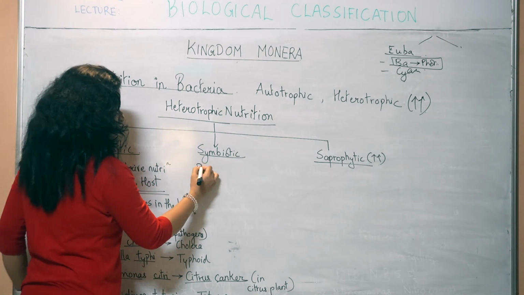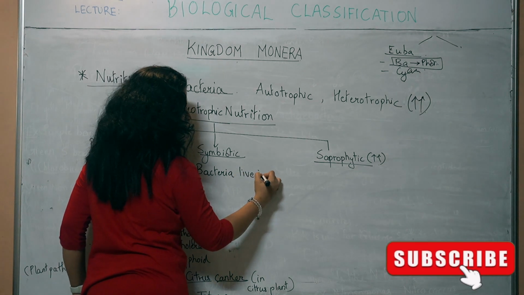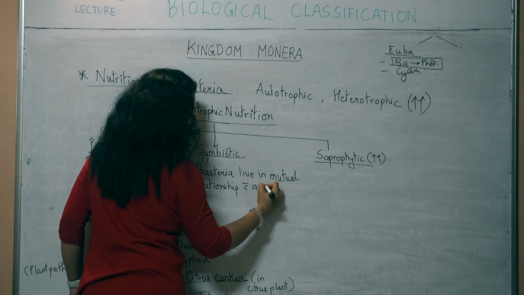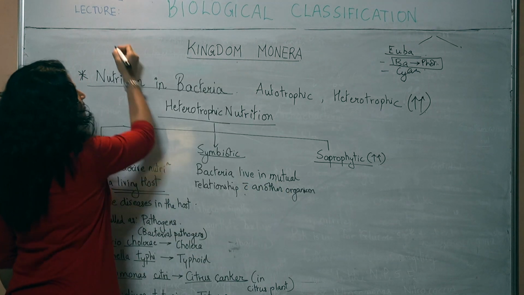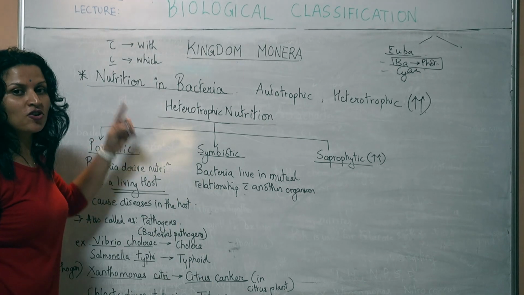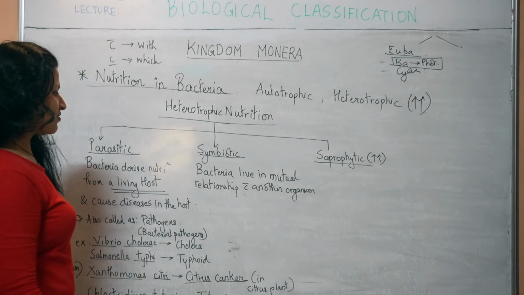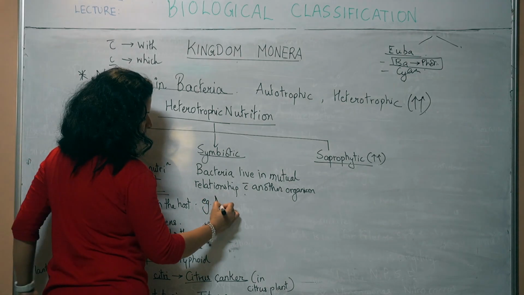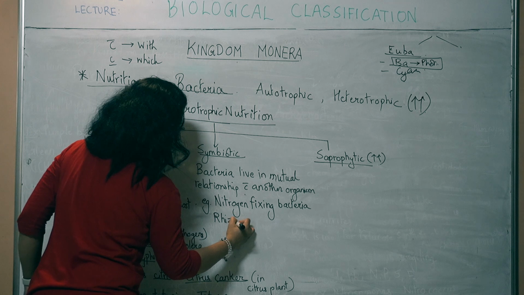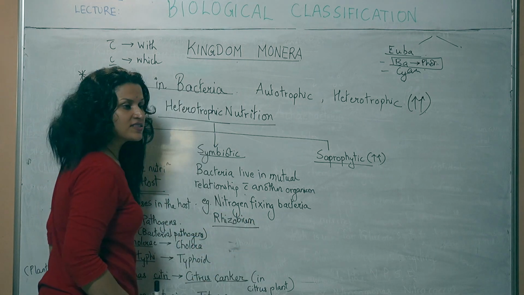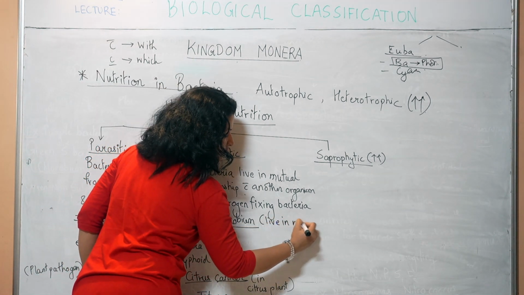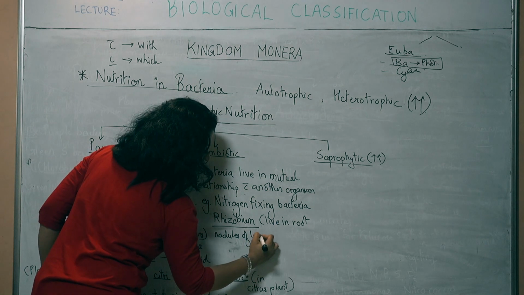Symbiotic: bacteria live in mutual relationship with another organism. Okay, short forms. Bacteria live in mutual relationship with another organism. For example, nitrogen fixing bacteria, Rhizobium. Have you heard of them? Rhizobium bacteria, nitrogen fixing bacteria, live in root nodules of leguminous plants.